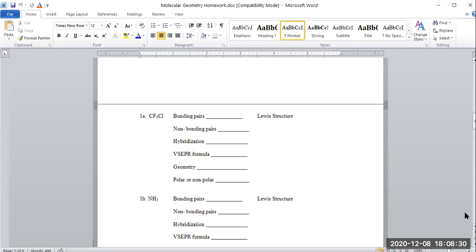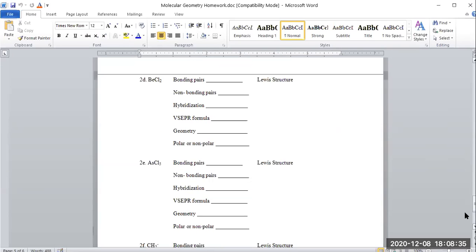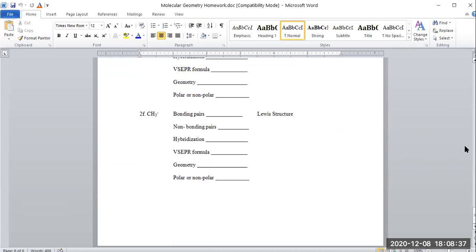Similar to the lab assignment, there are 12 different molecules here and the same kind of information that the lab asks for, although the homework doesn't ask you about bond angles, whereas the lab doesn't ask you about hybridization or polarity. So in a way, the lab assignment and the lecture assignment are supposed to mesh together to give you a good feel for how all of these pieces fit together.